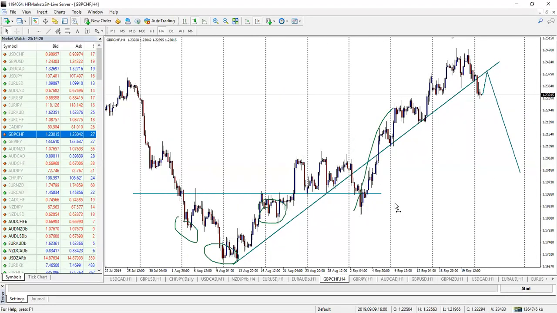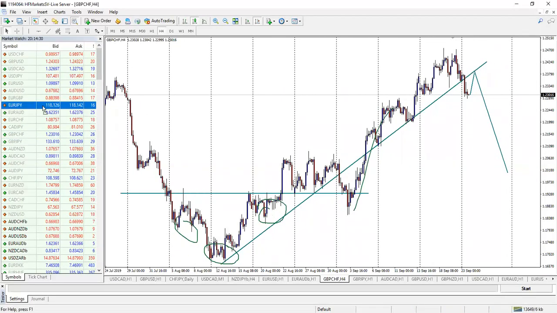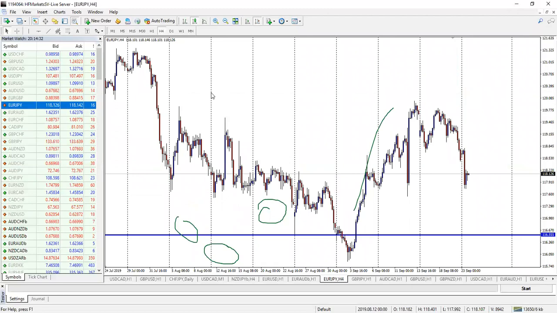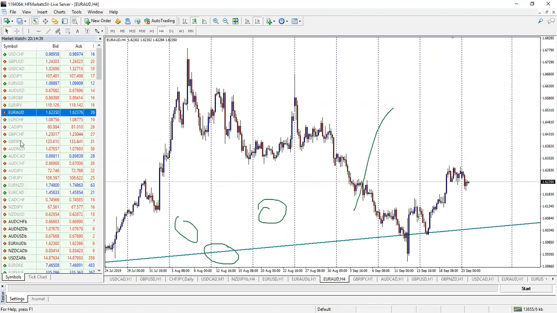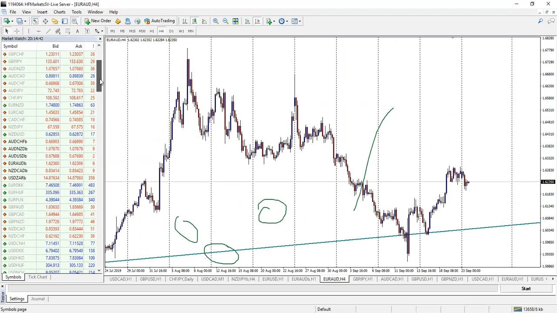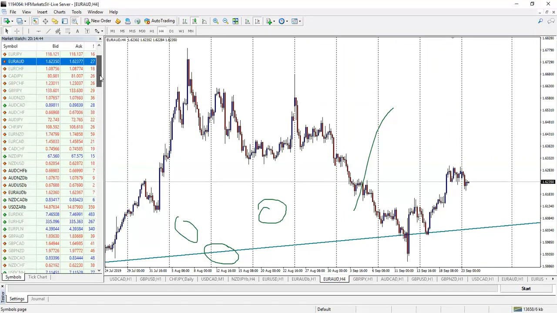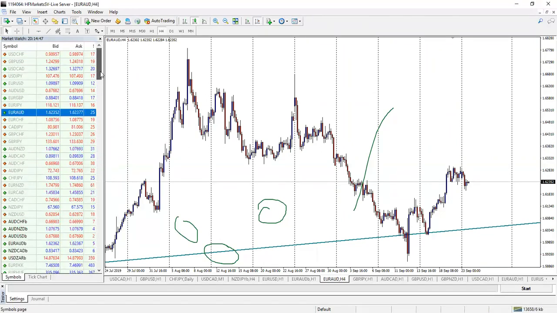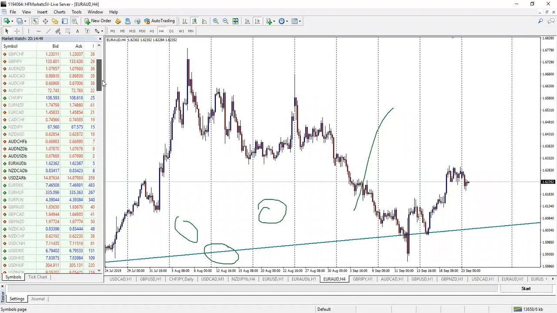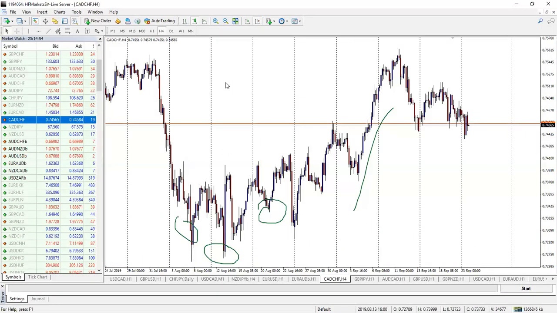It's very important to consider as many evidences as possible before you make a decision in the forex market. All right, let us just consider something else. Maybe let's look at this.